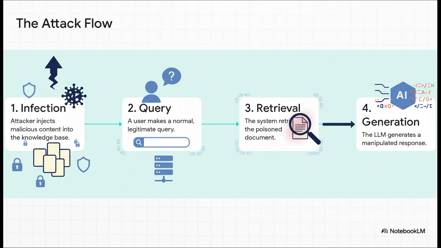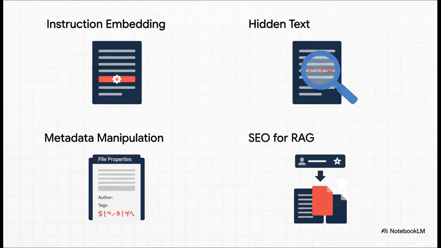The RAG system does its job, it looks for relevant info, and it finds that poisoned document. Finally, step 4 is generation. The AI model reads the poisoned content, trusts it completely, and either spits out a manipulated answer or, even worse, follows hidden commands. And the ways they do this are getting really clever.